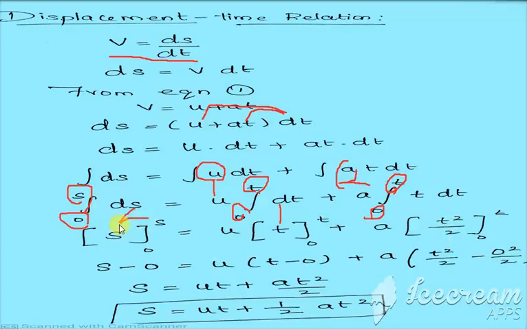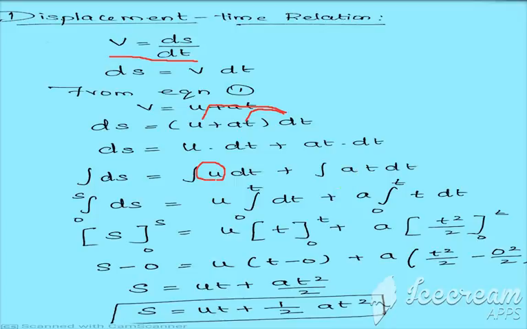Okay, now apply the limits. S minus 0, upper limit minus lower limit, then u as it is, then upper limit minus lower limit, t minus 0, then a as it is, then instead of this t, I'm going to substitute these limits. Okay, so it is t square by 2 minus 0 square by 2. So this can be neglected. Any term which includes 0, that is 0. Then s minus 0 is s, u into t, 0 we can neglect, so ut, then plus a into t square by 2. Now in this a into t square by 2, this half I am taking outside, so you get s is equal to ut plus half at square. So this is the second equation of motion, which is s is equal to ut plus half at square.